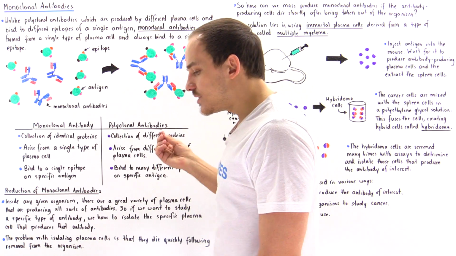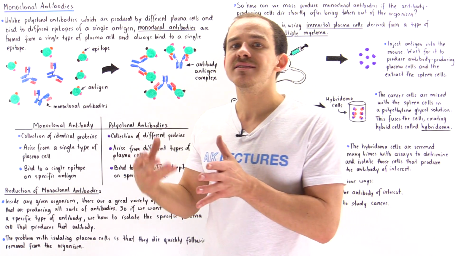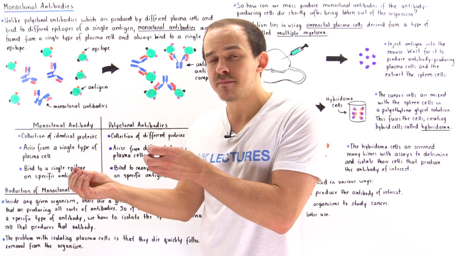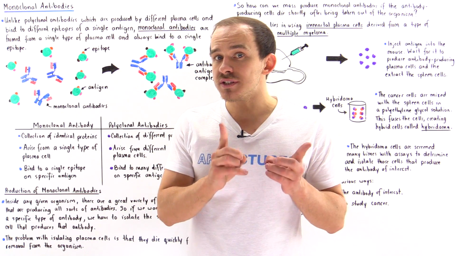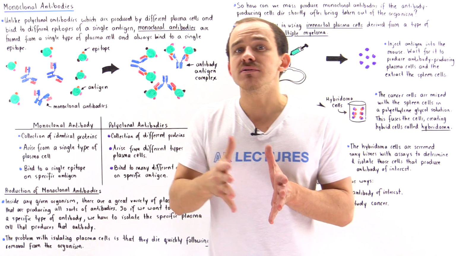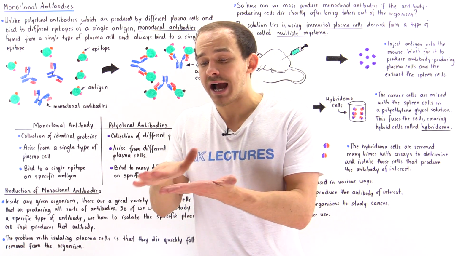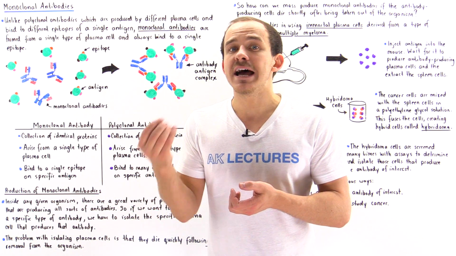So the trick is to somehow take the plasma cell that we isolated for that specific antibody and turn it into a cancer cell. Because remember, cancer cells are immortal cells. They essentially divide outside that organism. They can divide on any medium that contains nutrients, and they divide indefinitely.